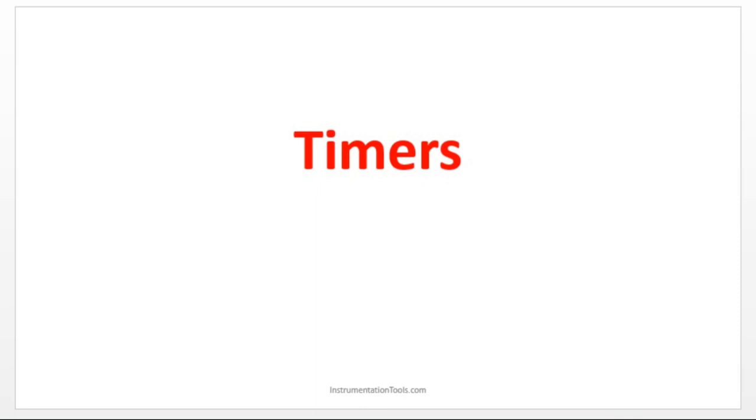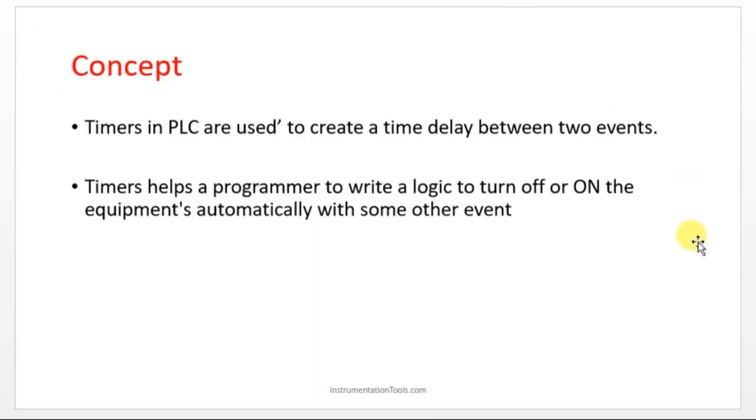But in industries, timers are mandatory. To write logic for big machines, timers are mandatory. It is used to create a time duration or time delay between two events. So let's see what this timer is. Timers in PLC are used to create a time delay between two events. It helps the programmer write logic to turn equipment on or off automatically after some other event. If this happens, the next step has to be turned on automatically, which means you can make use of the timer.